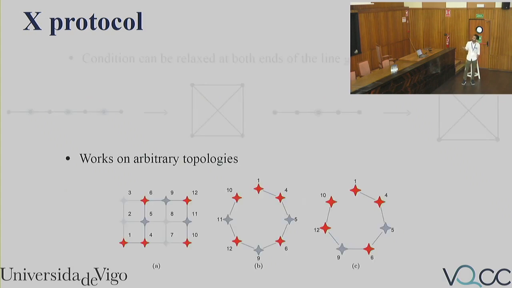So here's an example of a grid graph, and we want to construct a GHZ state between the red vertices. So we can just remove these shaded out vertices using Z measurements and construct such a path, and then perform X measurement on these vertices to end up with the GHZ state.